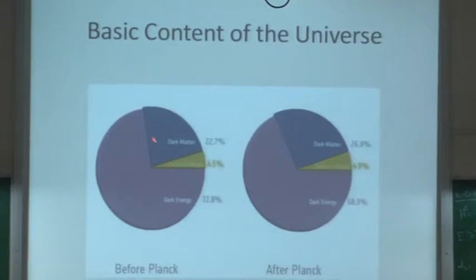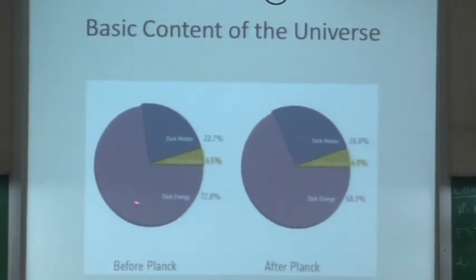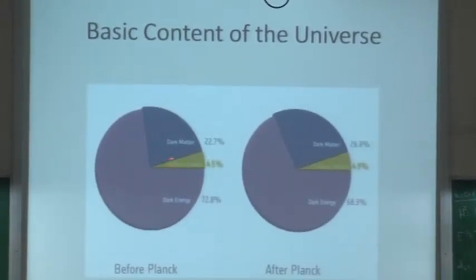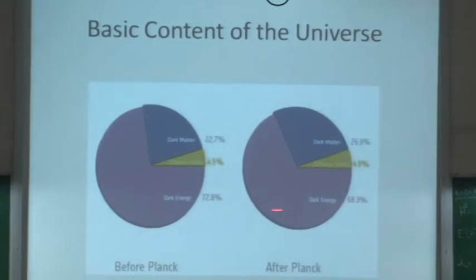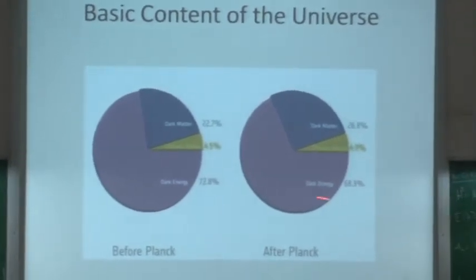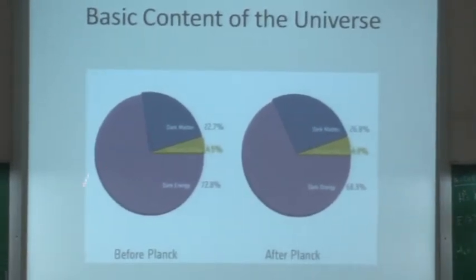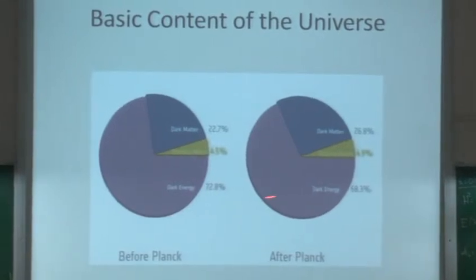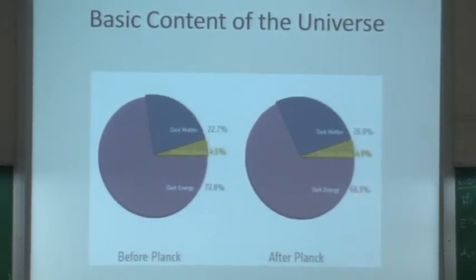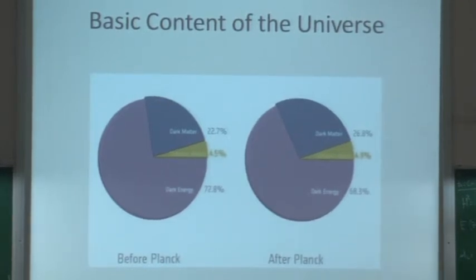So this is now what we have as the basic content. Before Planck, the dark energy was around 72%, dark matter around 22%, and the ordinary matter, whatever the stars, galaxies, hot gases and everything, around 4.5%. After Planck, the dark energy may be a little bit less than previously expected. From 72 it came to 68.3, and the dark matter becomes 27. This is all because the Planck data has smaller error bars, so you can measure things much more accurately. This is what Planck actually said.